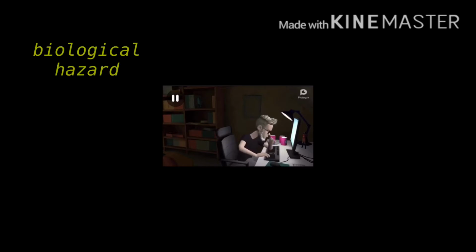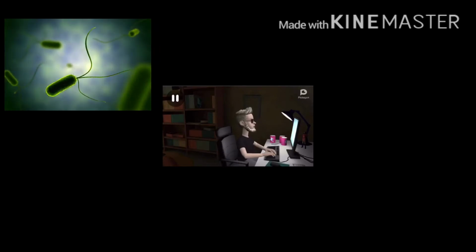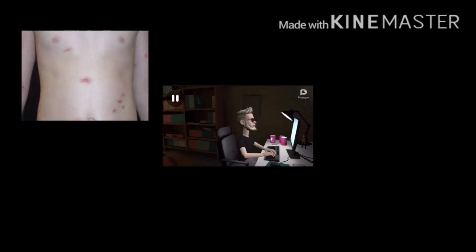Third is the biological hazard. It is a substance that poses a threat to the health of living organisms, primarily humans. This could include a sample of a microorganism, virus, or toxin that can adversely affect human health. The examples here are bacteria, viruses, insect bites, and animal and bird droppings.